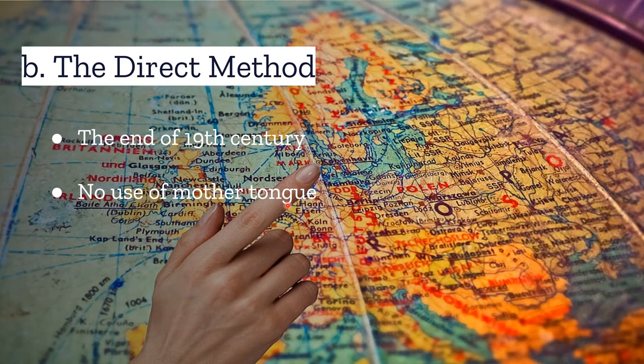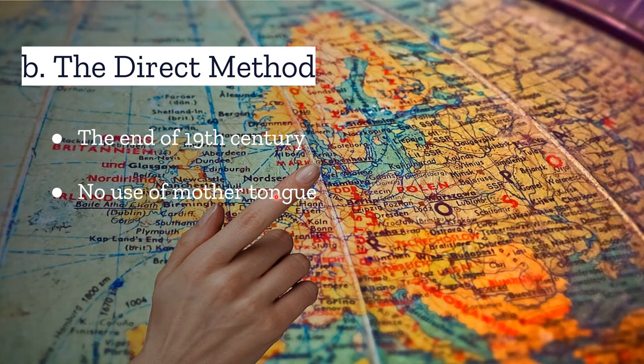And in this method, there is no use of mother tongue. Mother tongue is not at all used in the direct method. As we learn this method, we can make a comparison with the previous method as well. In this, there is no use of mother tongue, whereas in the grammar translation method, we know that both mother tongue and the target language were used.